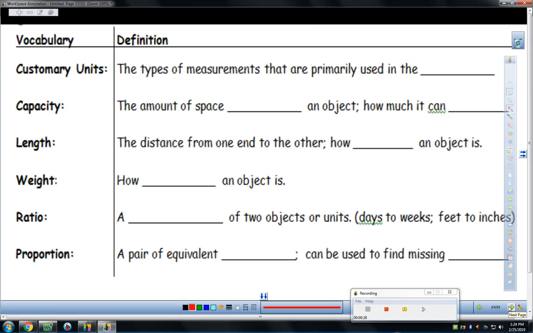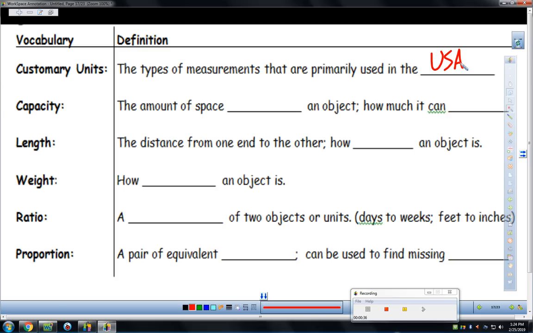So customary units refers to measurements that are primarily used in the United States. There is only one other country in the world that I believe uses the customary measurement system. It's in Asia. If you find out what it is, come and tell me, and there will be a prize.